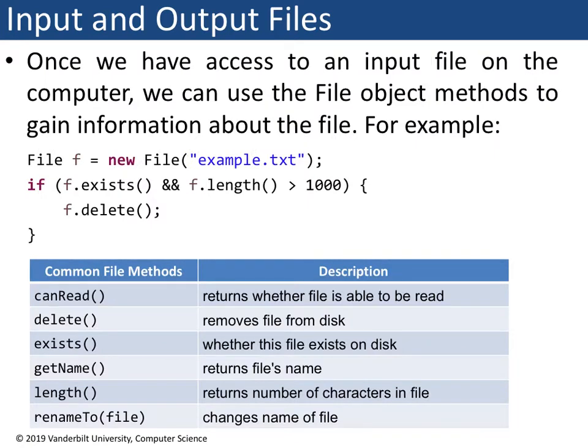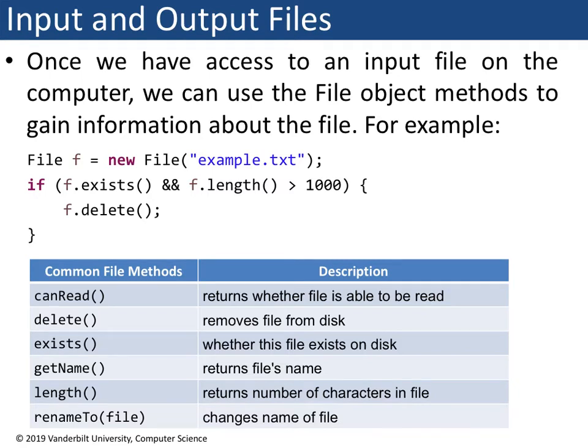Once we have declared this object to be able to look at this example.txt file, we're then able to use built-in methods in the file object to get information and manipulate the file. So for instance, here in this line of code, we are seeing if the file exists. So this is a method to check the existence of example.txt, and we're checking to see if the length of the file is greater than 1000. If this is the case, we are going to delete the file.